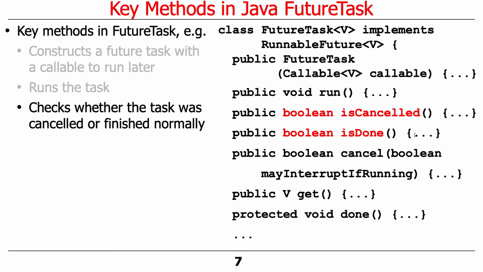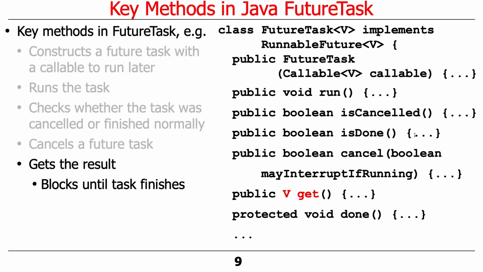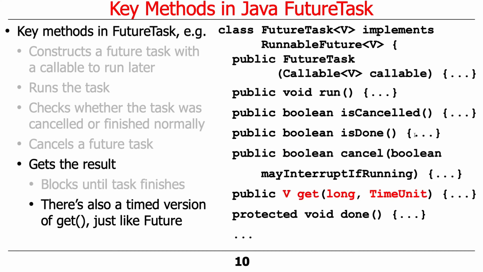Then you can also check to see whether the task was canceled or finished normally by isCancelled and isDone. You can cancel a FutureTask, and you can pass in a Boolean here that says, do we tell it you really need to shut down even if you're running, or do we just cancel it and let it finish whatever it's doing? And then you can either get the results by blocking, or you can get the results with a timeout, which could either be 0 or some value greater than 0.